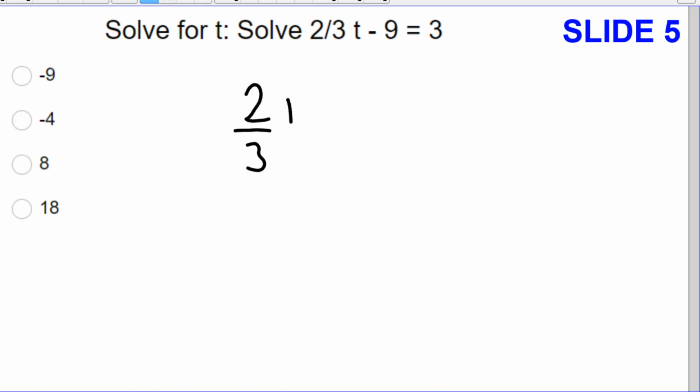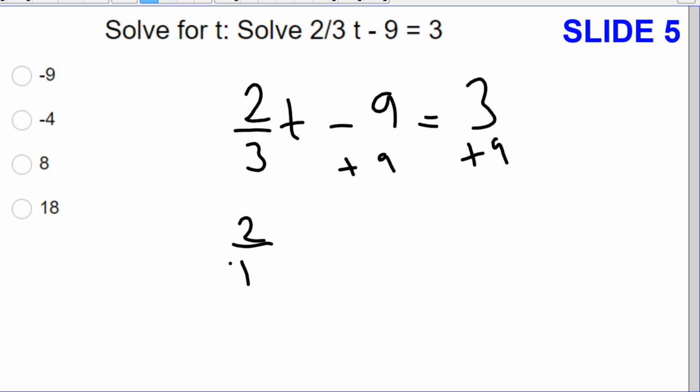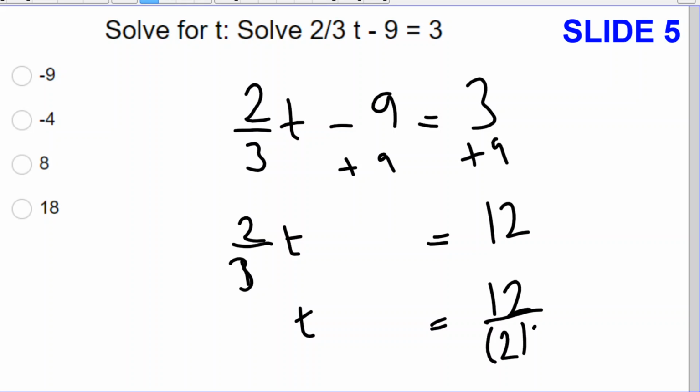2 over 3t minus 9 equals 3. So I'm bringing things away from my variable again. So I'm going to add 9 to both sides, which will give me 12. And then a couple of different ways, depending on how you see this question. You could say the opposite of timesing by 2/3 is to divide by 2/3, and that would be right. If you're doing it on the calculator, you would need to put the 2/3 into parentheses, and you should get the answer of 18 if you want to check if that's correct.